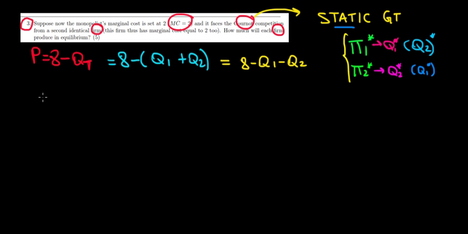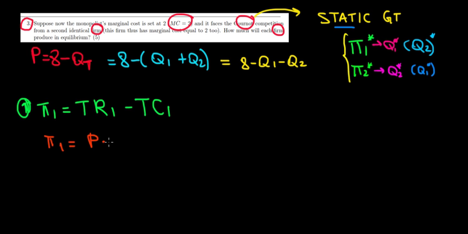Let's do it for the first company and then for the second company. For the first company, the profit is going to be the difference between the total revenue and the total cost of the first company. So profit equals the price times the quantity of the first company, minus the total cost, which is the marginal cost of 2 euros for every unit that the first company produces. There's nothing said about fixed costs, so we don't incur any fixed costs.